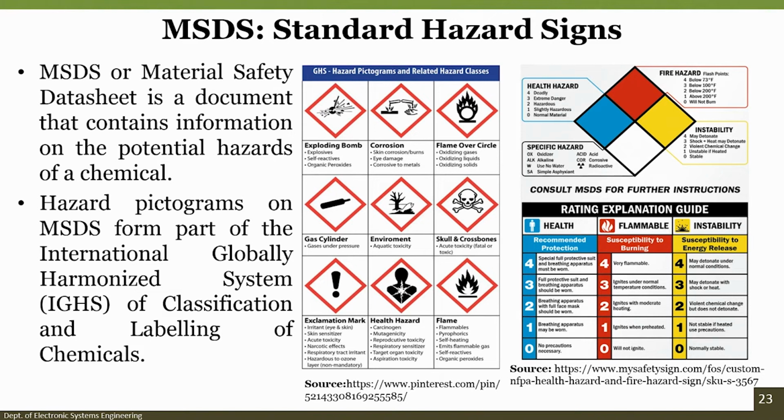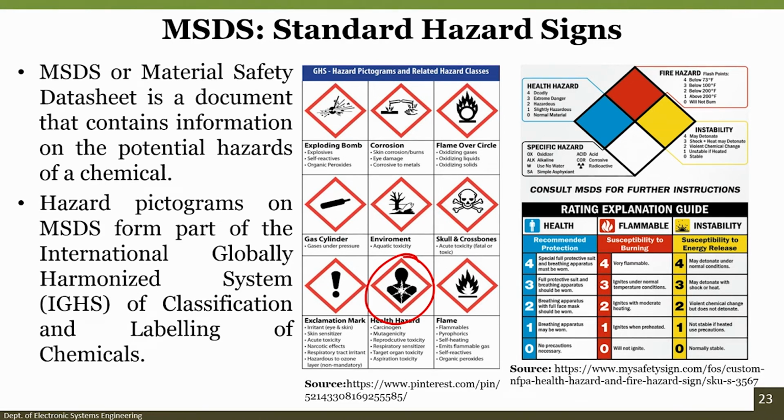When there is acute toxicity, you will see a skull and crossbones symbol. When there is an exclamation mark, that means there is a skin sensitizer, acute toxicity, or a respiratory tract irritant, or a hazard to the ozone layer. Then the other symbol that you see is the health hazard, which is right here. It appears when there is a carcinogenic material, mutagenicity, reproductive toxicity, respiratory sensitizers, target organ toxicity, or aspiration toxicity. Then you have this kind of symbol.